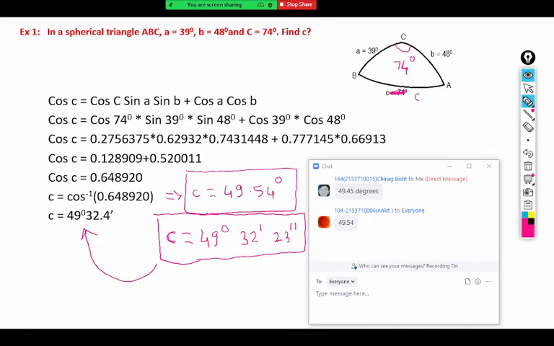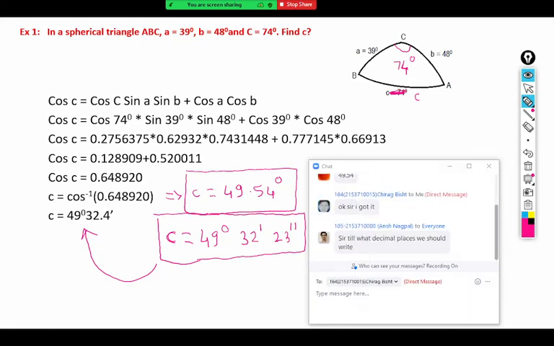So the choice is yours, one of the answers you should write. But by mistake, Chirag, if you write this answer as 49.45 degrees, there is too much error. Remember, these errors cause a very big problem in navigation. In navigation, the first decimal is obviously most important. He says 49.45 and here it is 49.54. So actually the error is 0.09 degrees, and that is considered a very big error.